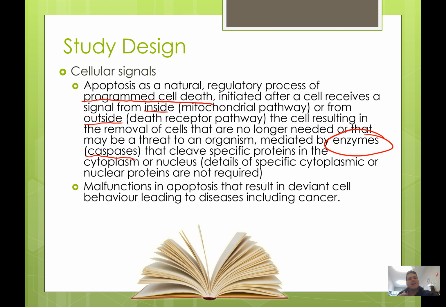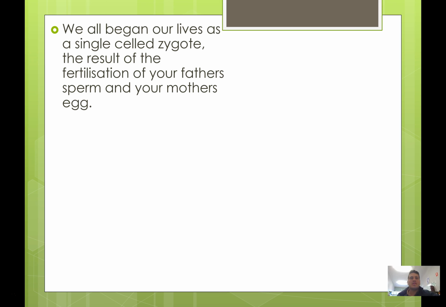Really important is that details of specific cytoplasmic or nuclear proteins are not required. So you have to know this group of proteins called caspases, but I'm going to refer to caspase 9, caspase 3, and you don't really have to know those specific caspase names. And then also we're going to have a quick chat about malfunctions in apoptosis that lead to different diseases, especially cancer.